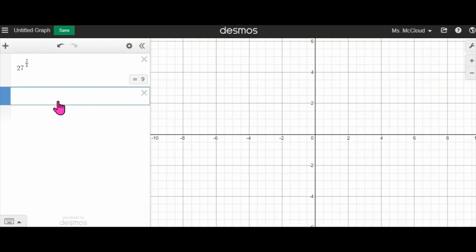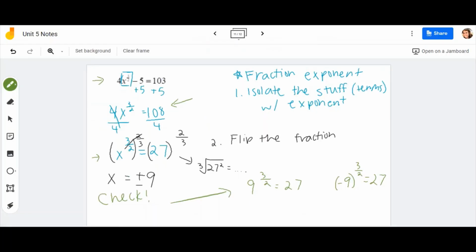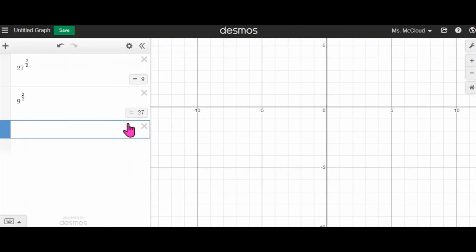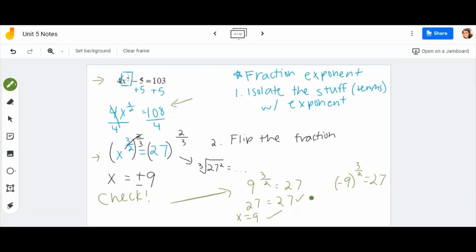I'm going to use Desmos to help me. So 9 to the 3/2 gives me positive 27, so this is good. So x equals 9 is good. And then if I try negative 9 raised to the 3/2, it tells me it's undefined. So that value does not exist due to the negatives, or at least it's undefined. So that's not good. That means x equals -9 is not a solution. We can write that it's extraneous. Great job, everyone.